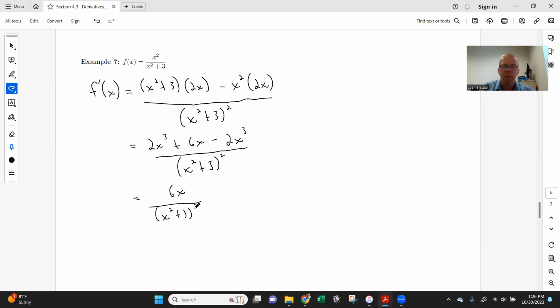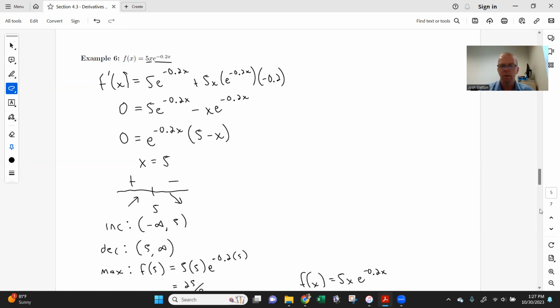And now we're going to set this equal to 0. Normally you always want to check and make sure where the bottom is going to be 0. Let me fix that. That's not a B, that's a 3. All right, x squared plus 3 squared can never be 0, so you don't really have to worry about that. 6x equals 0 is all we've got to worry about. So x equals 0. That's the only solution to that equation.